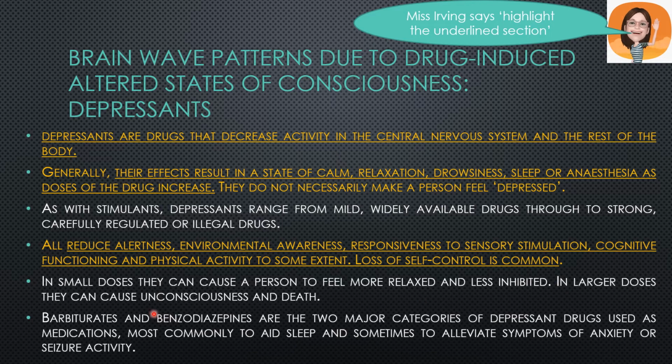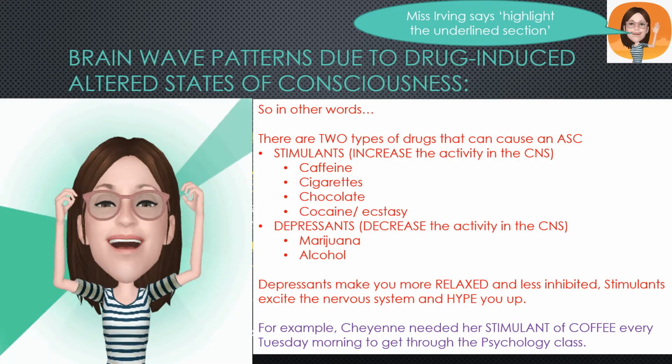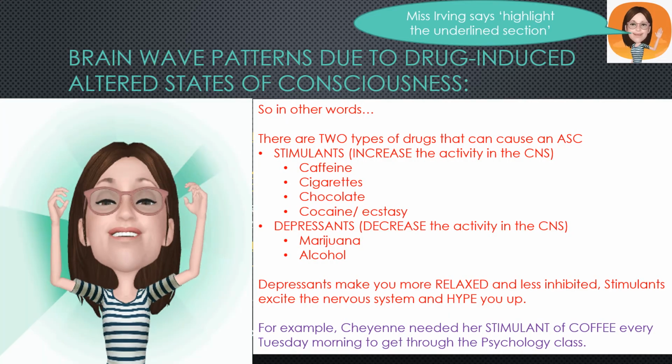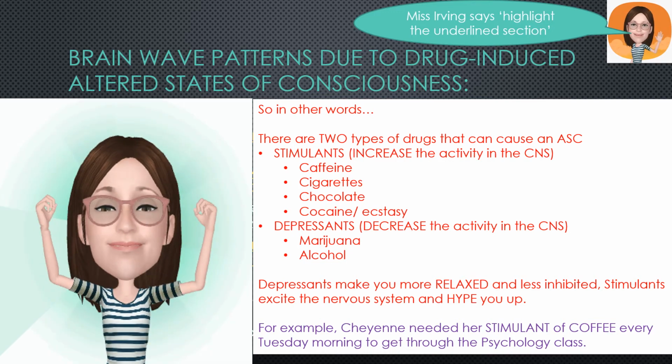In larger doses, they can cause unconsciousness and death, right? You take too many of these and it can cause some serious issues. So if we happen to think about it, they'll only give you one or two at a time, and that's it. So you need to be very careful with depressants, because remember, it slows down the nervous system. You don't want that.